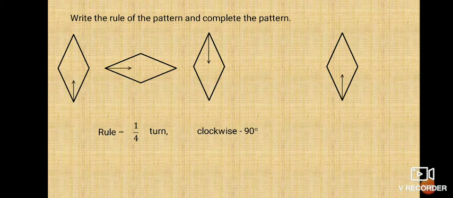So now the answer of this will be like this. Why? Because if you observe the third figure, the arrow is at the upward side, and then it has moved by 90 degrees, that is 1/4 turn. Then this kind of figure will come there in the blank space. Okay, so now let's move to the next slide.